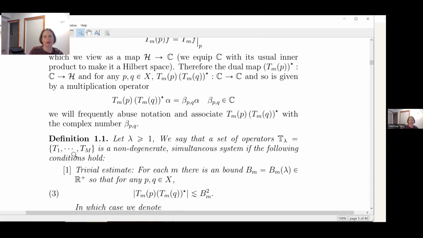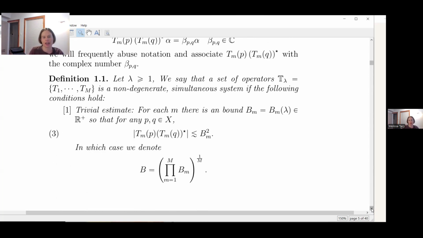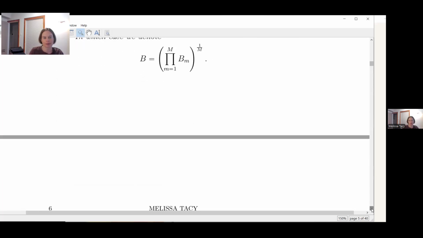Then I have M operators, T1 up to Tm, and I require the following things. Firstly, I require a trivial estimate for the TT star. For any P and Q, I can take TT star and bound it by Bm squared. Now, Bm is not meant to be a difficult thing to obtain. This is meant to be a fairly trivial estimate that just captures the worst possible behavior. So this is like our sup norm. B for bound gives us the sup norm, and B without the subscript is just the geometric average of those.